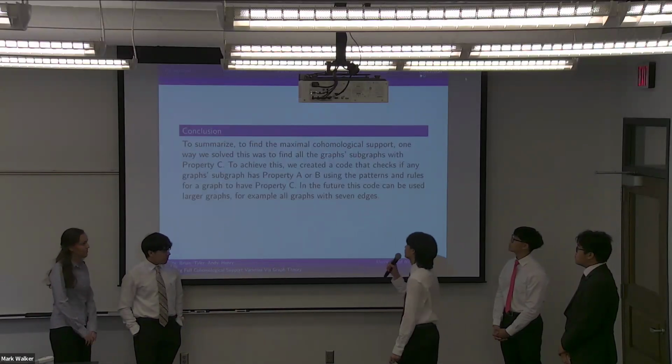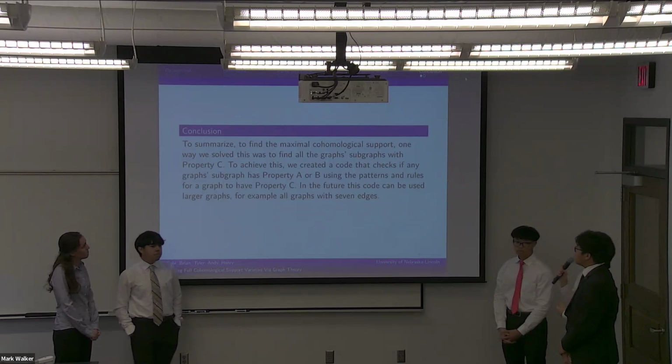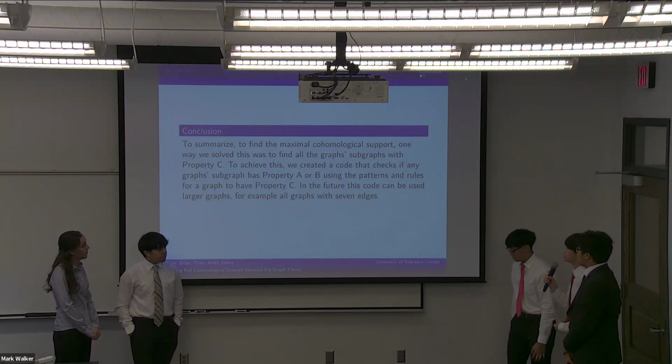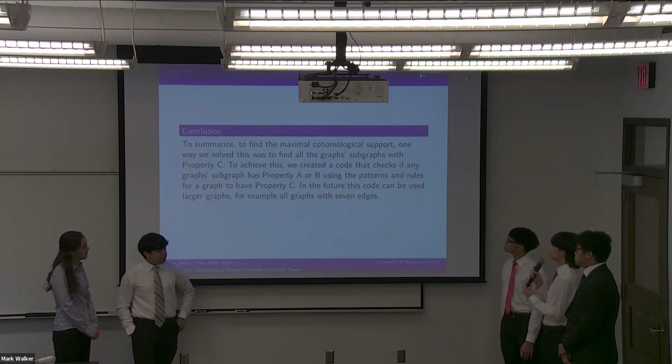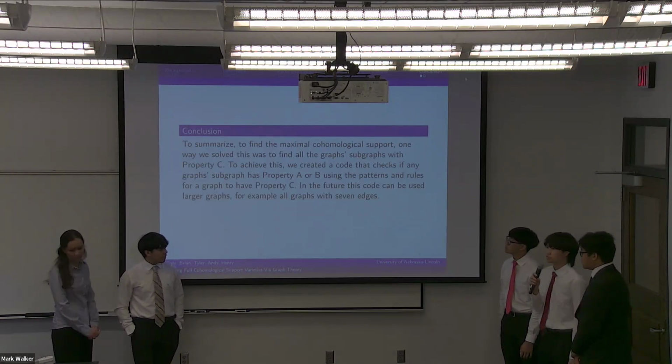In conclusion, to find the maximal cohomological support, one way we solved this was to find all the graphs' subgraphs with property C. To achieve this, we created a code that checks if any graph's subgraph has property A or B, using the patterns and rules for a graph to have property C. So in the future, this code can be used for larger graphs, for example, all graphs with 7 edges.